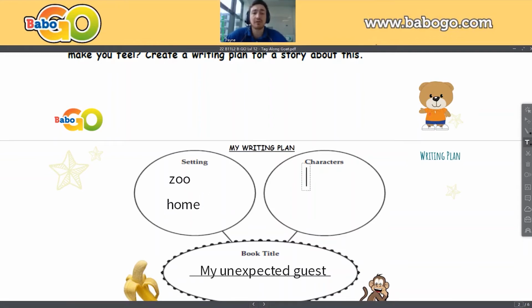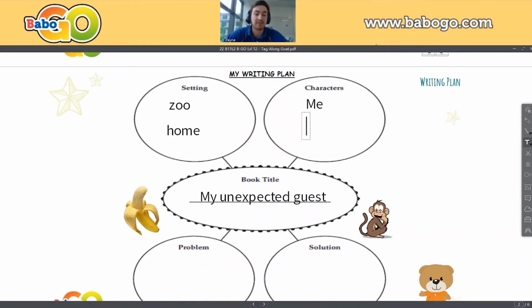And then who were the other two characters in the story? Who are we writing about? We're writing about you. Good, but you wouldn't say you, you would say me. And who followed you home? Again, they might forget, but I think this one's pretty easy since the monkey's right there. Good, the monkey. All right, so our characters are you and the monkey.